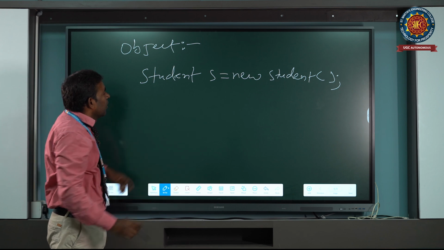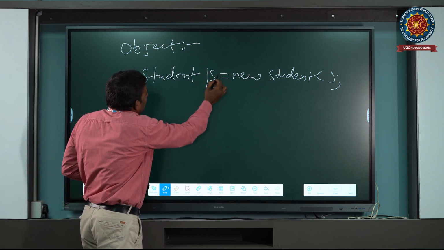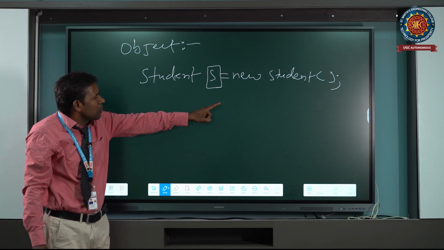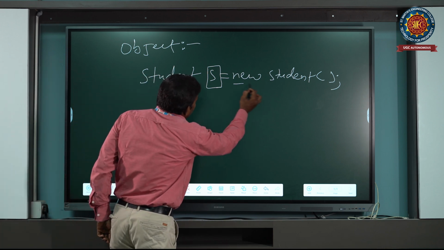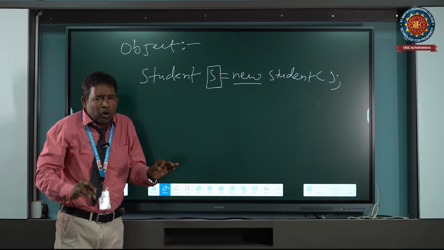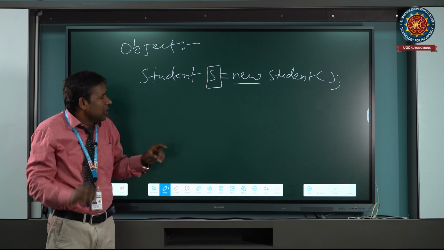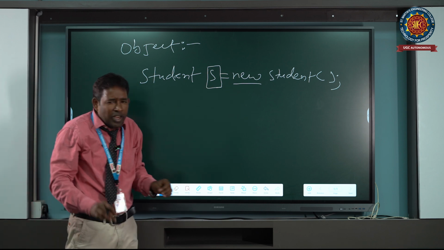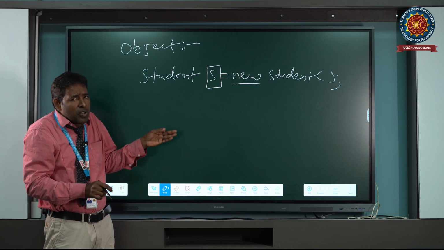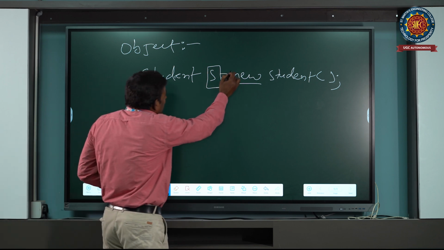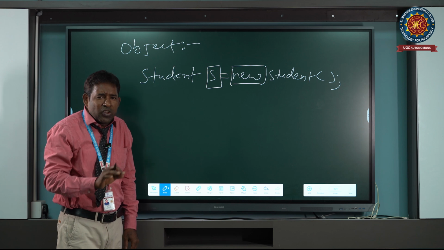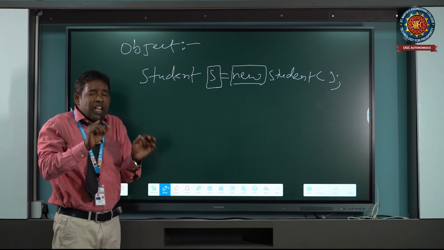Student s equal to new Student: here s is called a reference variable. Here new is an operator. By using the new operator only, we can allocate the memory for that object. Suppose you don't use the new keyword, we cannot create the object. That is the difference between the class and the object. Based on the class, to create an object you always have to use the new keyword. Otherwise you cannot create the object.